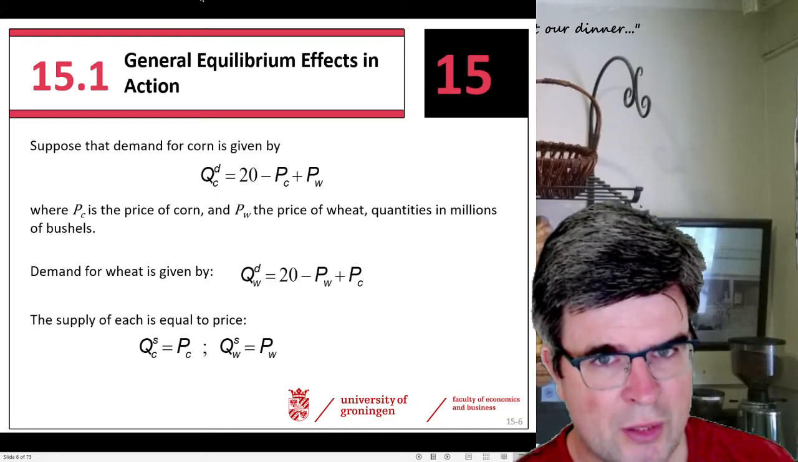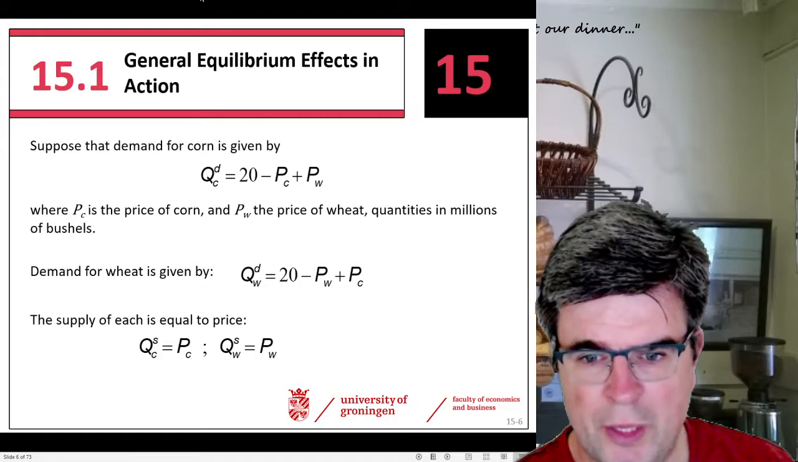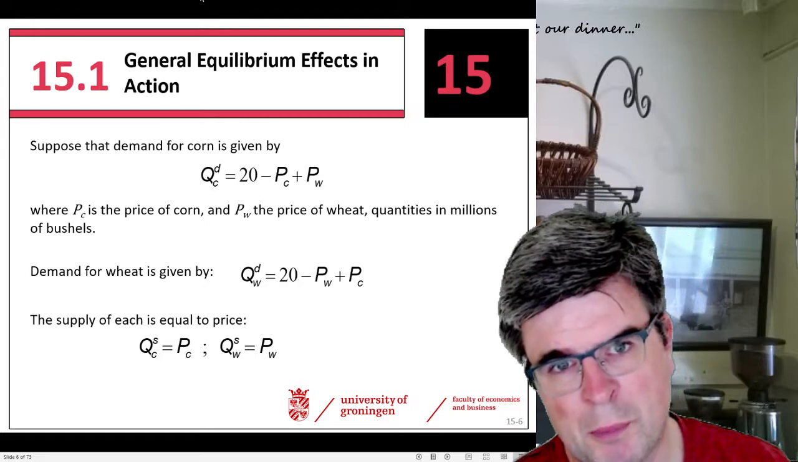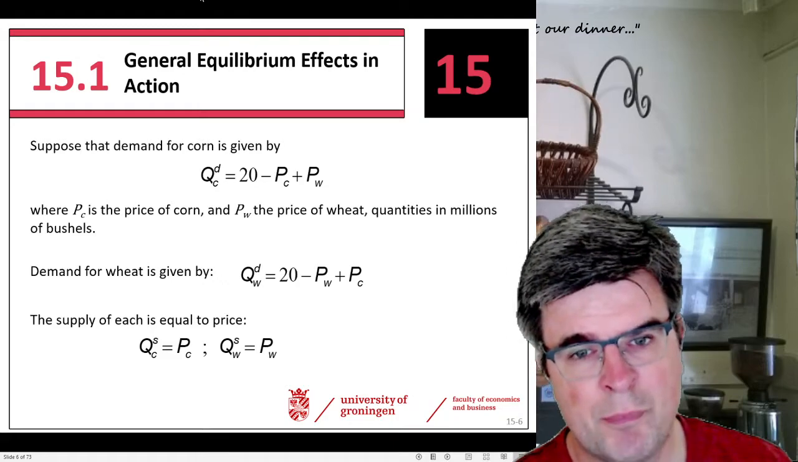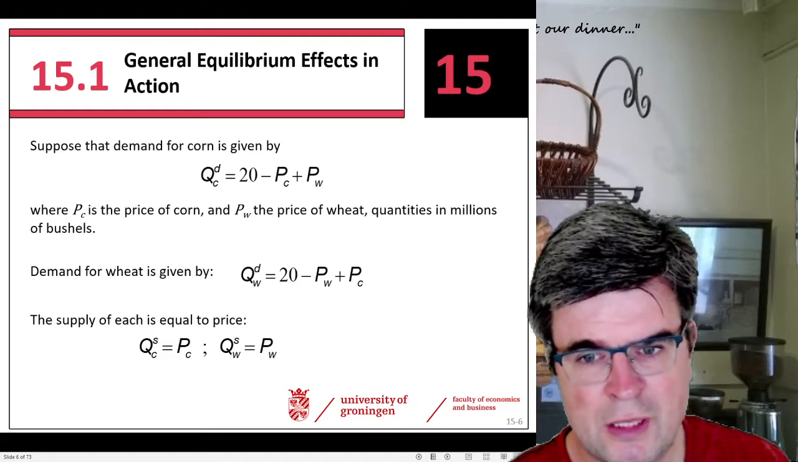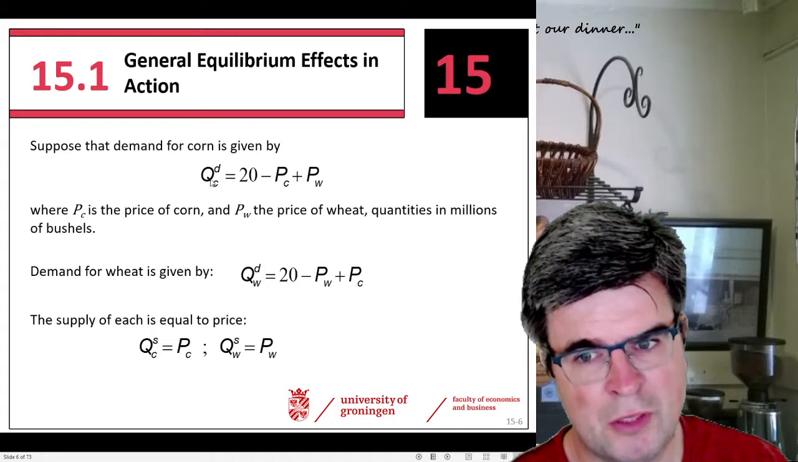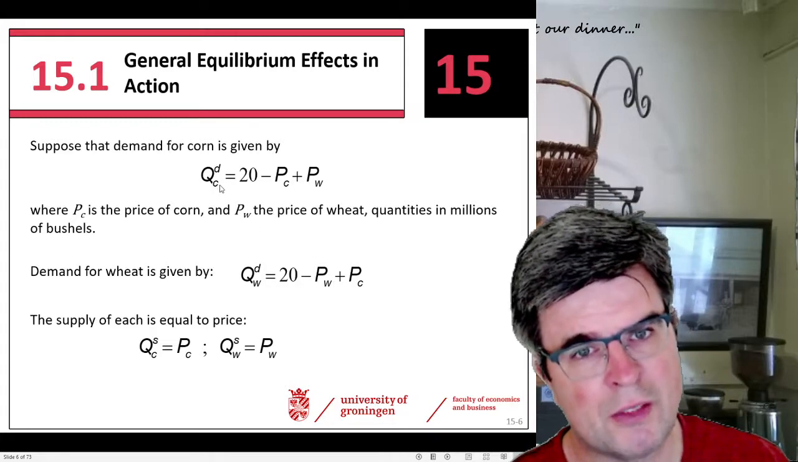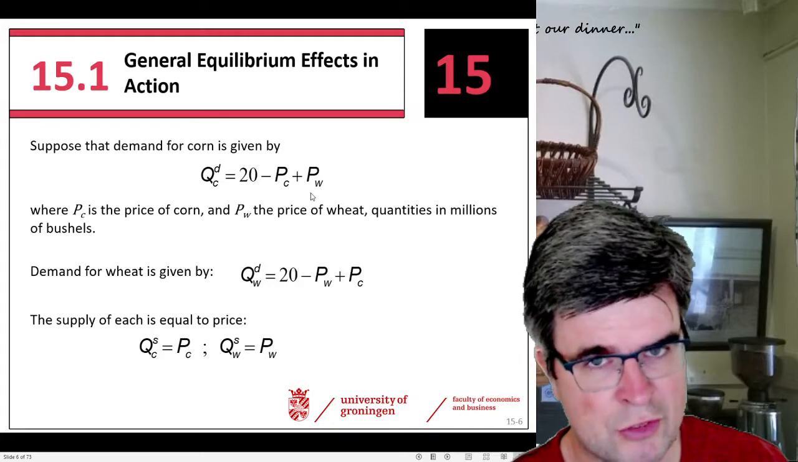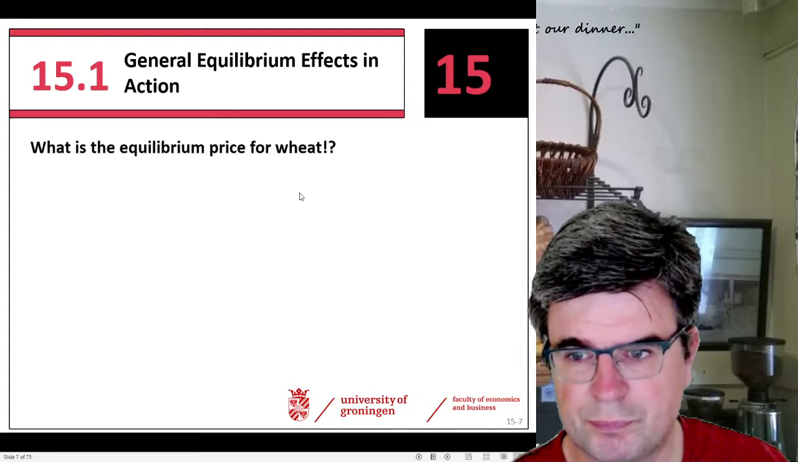So we have two markets here, the market for corn and the market for wheat, and we have to determine the equilibrium price and equilibrium quantity in both markets. And as you can see, these two markets are connected in their demand functions, because the demand in one market is also dependent on the price that establishes on the other market.